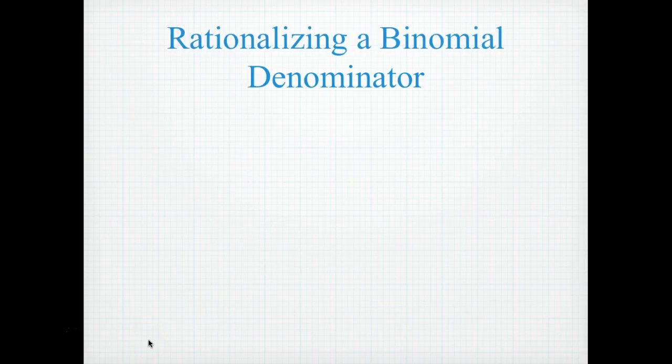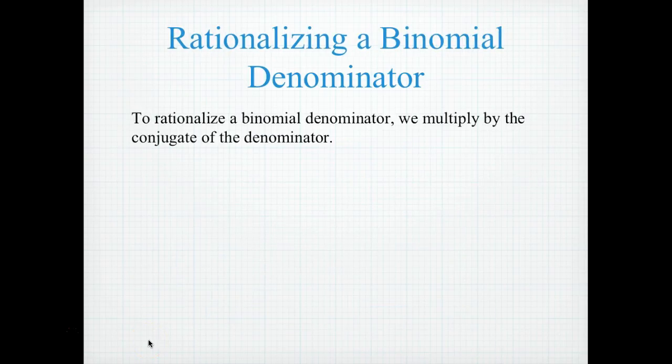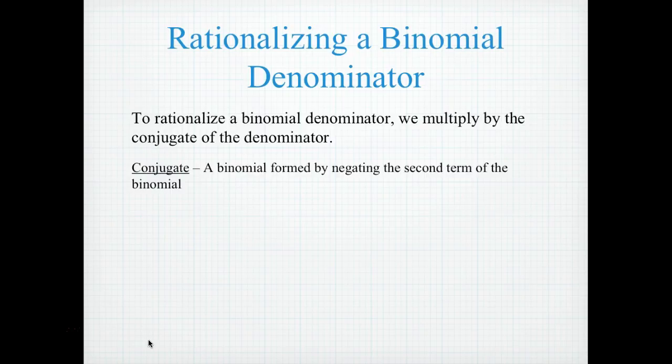Next, we're going to rationalize a binomial denominator. To rationalize a binomial denominator, we have to multiply it by its conjugate. The conjugate is formed by negating the second term of a binomial. So here we'll have a list of binomials and we're going to produce their conjugates. First, we have 1 plus root 3. Its conjugate is 1 minus root 3. Notice we're just negating the second term of the binomial.